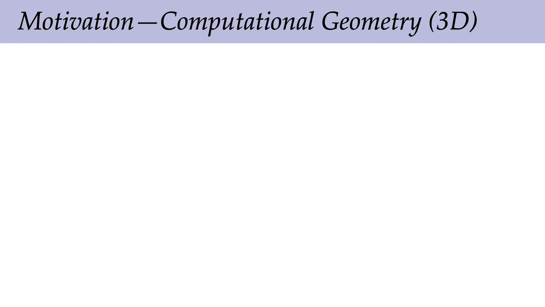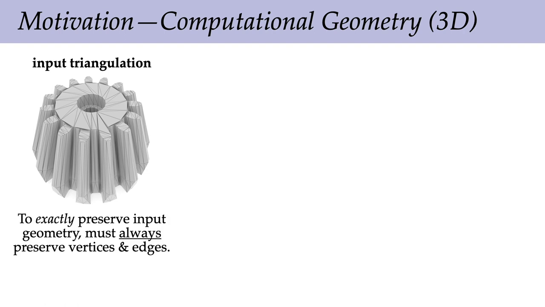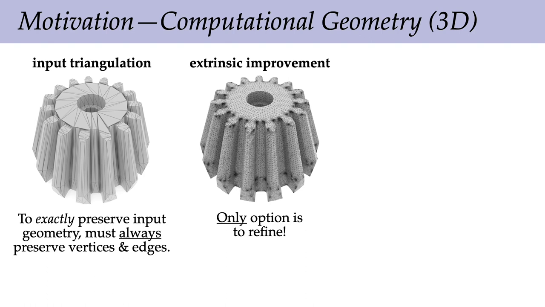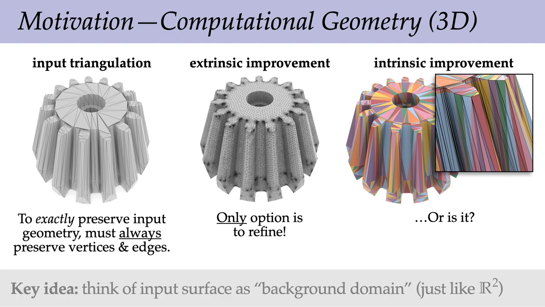Okay? But that annoying situation is exactly what we always have to deal with in 3D surface processing. If you want to exactly preserve the input geometry, you're forced to preserve both the input vertices and the input edges. And so basically, your only option is to refine, right? Or is it? What we're going to see later on is that intrinsic triangulations basically let us use a polyhedral surface as our background domain for triangulation and mesh processing, rather than using the Euclidean plane as the background domain.